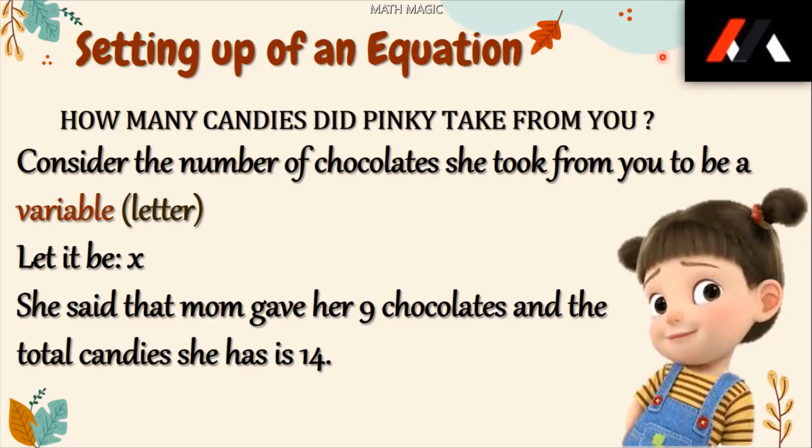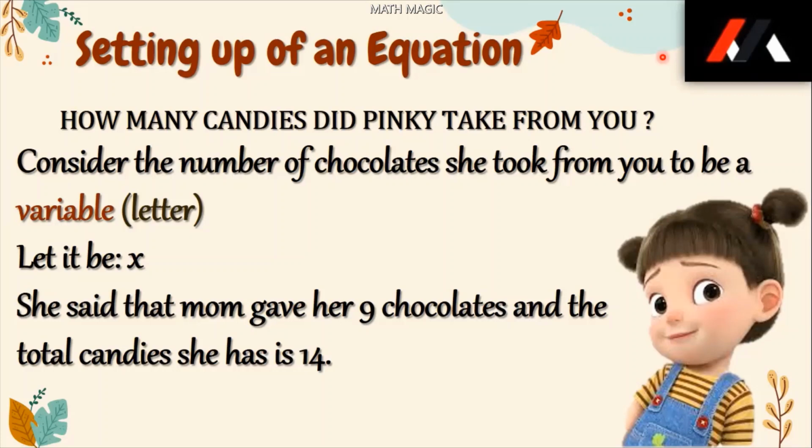Now imagine Pinky is your sister and your mother had given you a few candies and Pinky took some candies from you. But you don't exactly know how many candies she has taken. Now, what we have to do in such a situation is mathematically represent the situation. We consider the number of chocolates she took from you to be a variable.